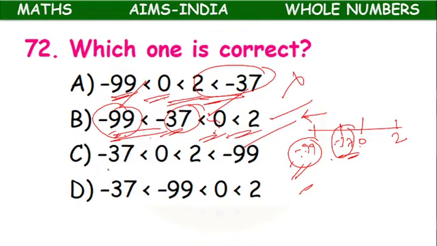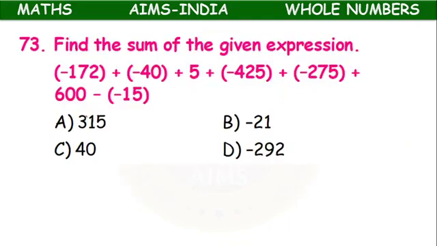Minus 37 less than 0, correct. 0 less than 2, correct. 2 less than minus 99, wrong. So wrong option. So only B option is the correct option.